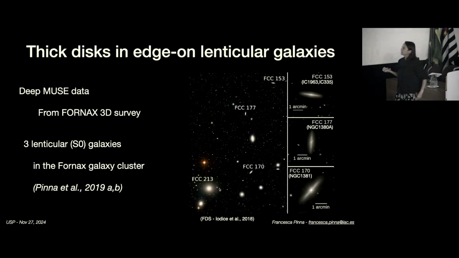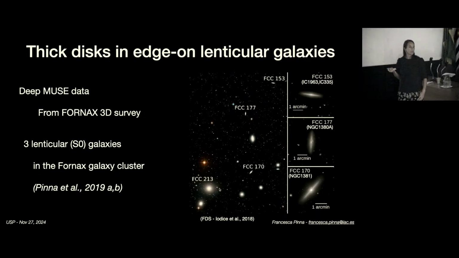Talking about lenticular galaxies, I'm going to start with some work from my PhD thesis. This was the stellar population analysis of three lenticular galaxies in the Fornax cluster, using deep MUSE data from the Fornax 3D survey. These are the three galaxies, nicely edge-on. This is the central galaxy of the Fornax cluster. This image shows that the three galaxies are located at different distances from the cluster center. Keep in mind that this galaxy, FCC 170, is the closest to the cluster center. I will show that its properties are a bit different from the other two galaxies.